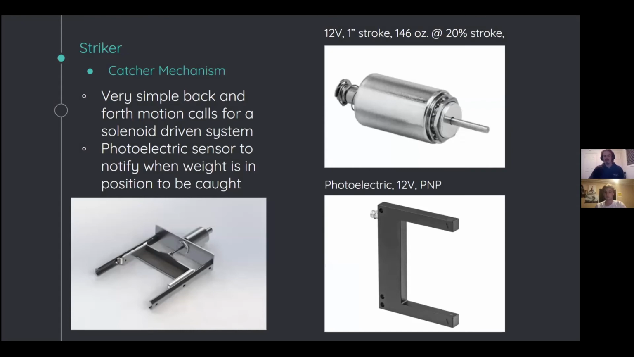And this will only be in operation during the phase when the catching plate needs to be out of the way of the weight. And so that'll amount to about 15% of the time. And we also incorporated a photoelectric sensor that will tell our pull solenoid when it needs to retract and when it needs to extend.